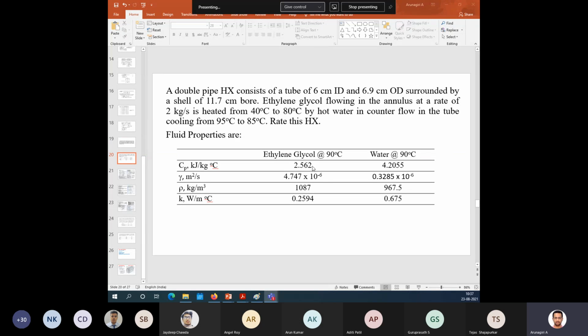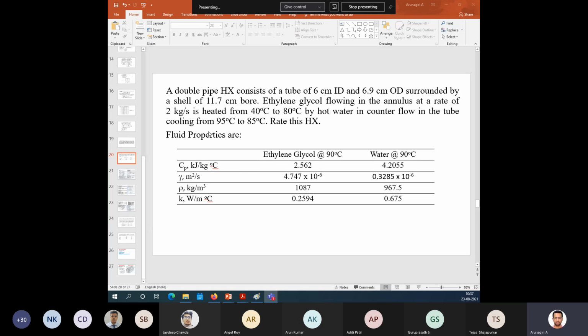So this is another problem. Please note down this problem and solve it. A double pipe heat exchanger consists of a tube of 6 centimeter ID and 6.9 centimeter OD surrounded by a shell of 11.7 centimeter bore. I request you all, please keep the calculator with you and try to solve this problem.